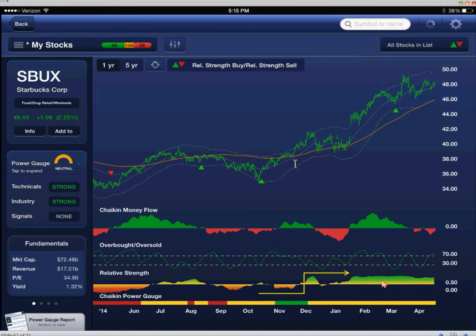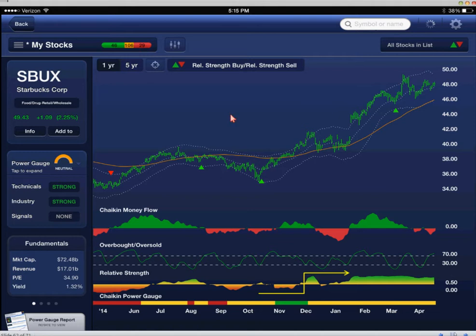Remember I said on that dynamic duo slide, relative strength stands alone as a bullish or bearish indicator. When you see money flow like this in a strong stock and you get a buy signal, that's that relative strength buy signal, it's okay to go long even though the power gauge is neutral.